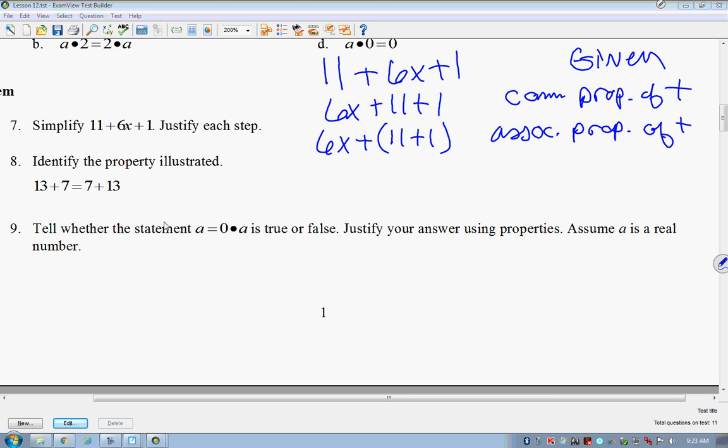Then the next thing I can do is now I can actually add those together, right? All right, and I get 6x plus what? 12. And all we're saying there is that we just added. Okay? Simple enough? Okay, so that's what our proof looks like there.